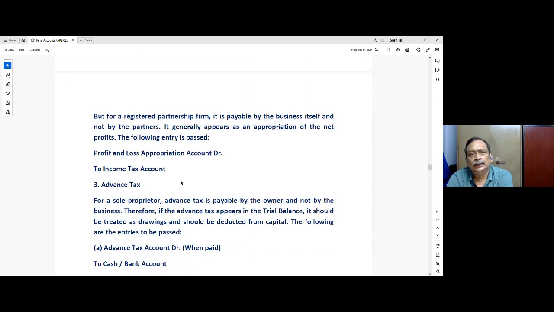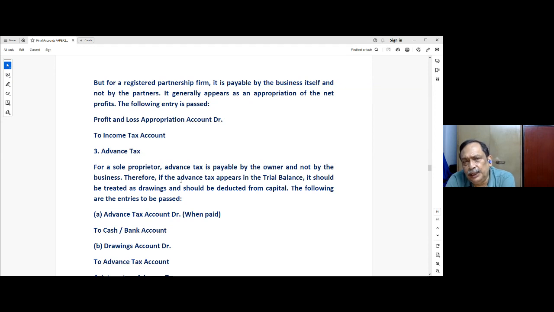Now, but for a registered partnership firm, it is payable by the business itself and not by the partners. It generally appears as an appropriation of the net profits and the entry to be passed is profit and loss appropriation account debit to income tax account.